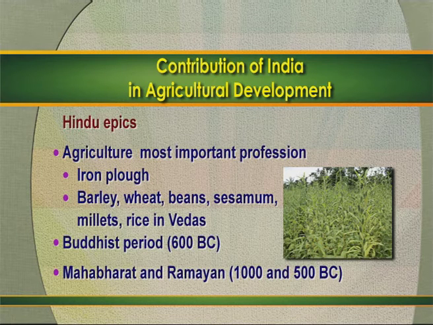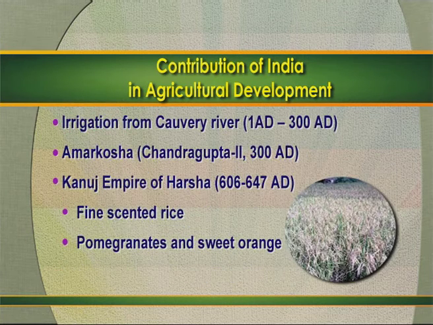The importance of trees is mentioned during the Buddhist period. Then the importance of sowing seasons, climate, cloud, soil fertility, irrigation and weed control was emphasized several times in the Mahabharata and Ramayana in the period 1000 to 500 BC. Cultivation of rice using irrigation from the Kaveri river was the most important event in Indian agriculture.